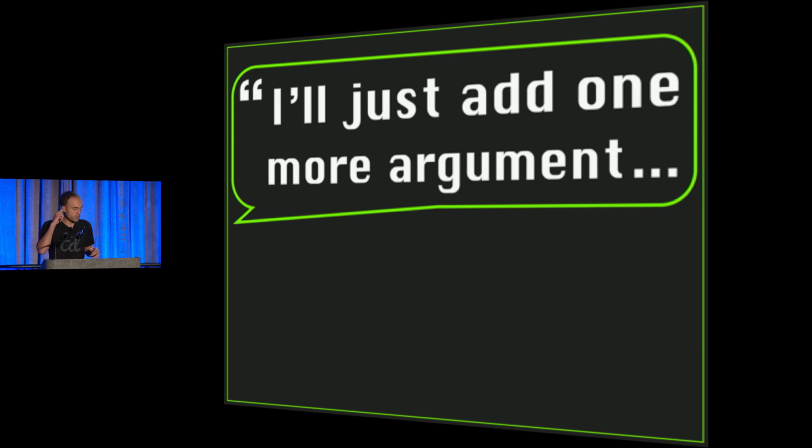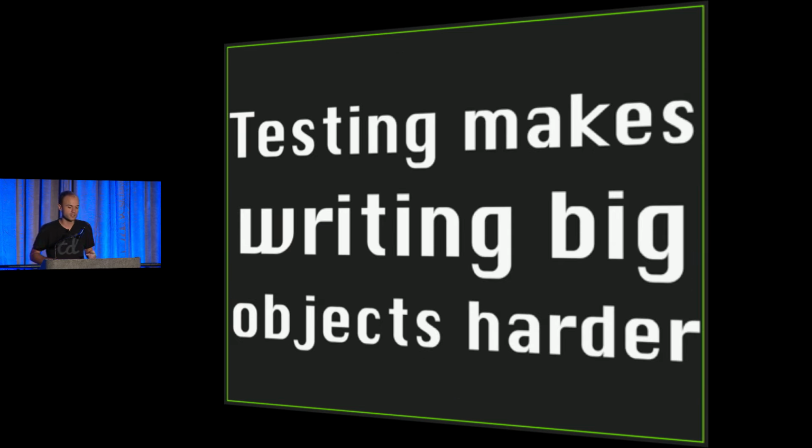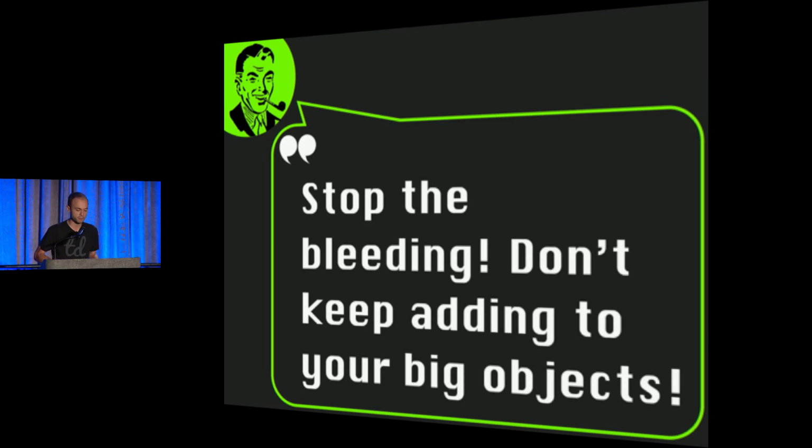And when you're used to lots of big objects, big functions, you might just say to yourself, well, I'll just add one more little argument. What harm could that do but to double the number of test cases that I have to write? So it's actually the case that having tests of big objects and functions makes writing them even harder. And that's a surprising thing to teams who are used to having lots of big code everywhere. They want to get serious about testing, and they realize that testing is only slowing them down.